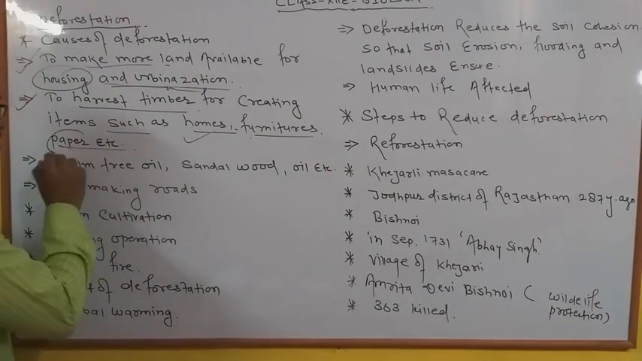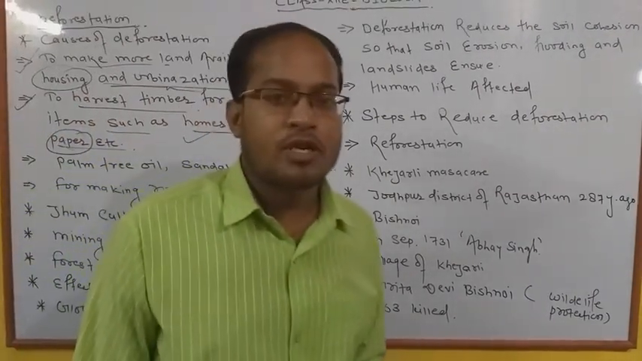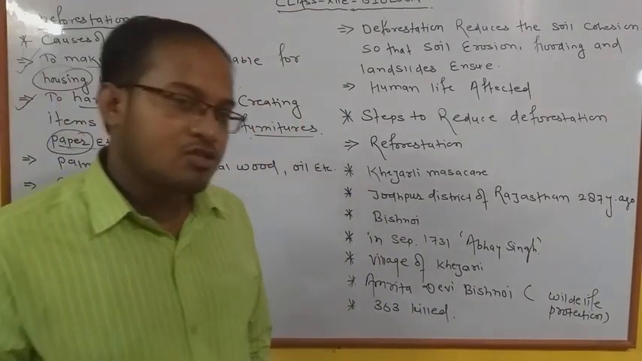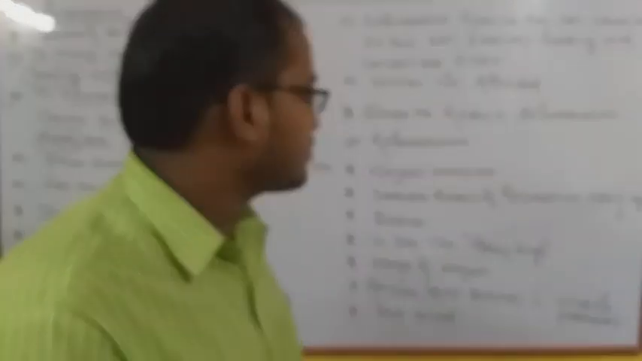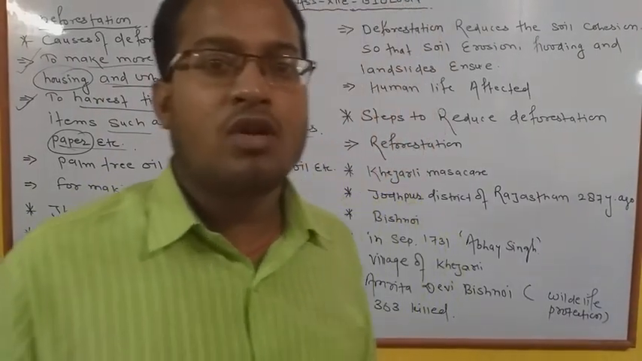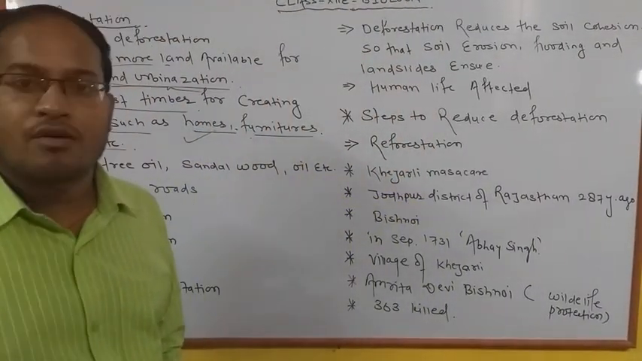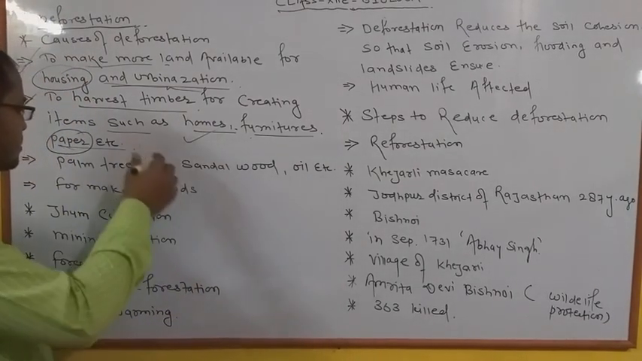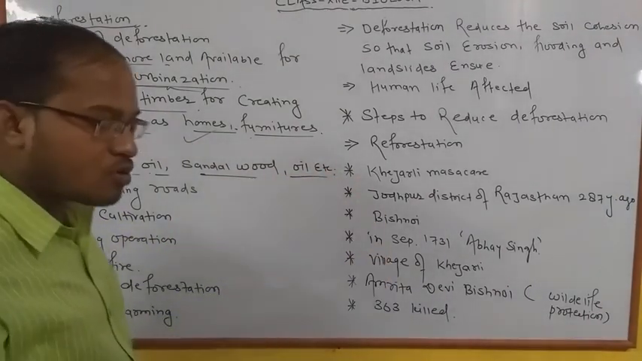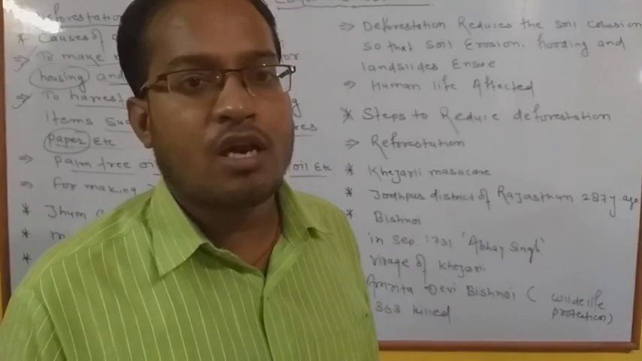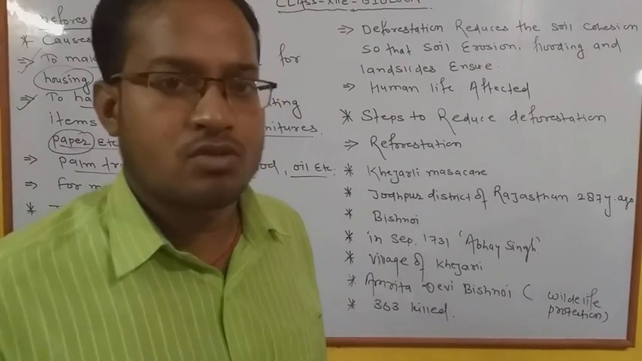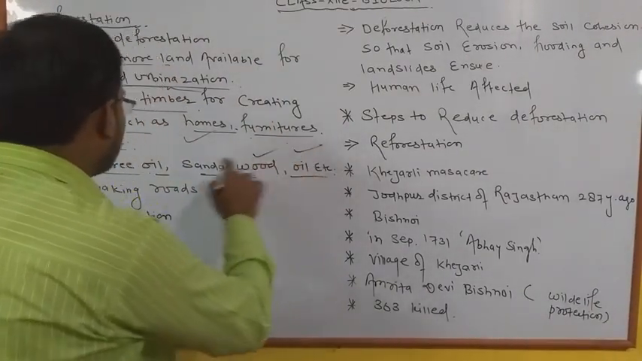Next, paper. Paper is an important part of our human lives, and it comes from plants. So for the production of paper, furniture and homes, human beings are totally dependent on cutting down and using plants to fulfill their requirements. Now next we are going to discuss palm tree oil, sandalwood oil, etc. For the production of these types of oil, human beings are totally unaware, and they mostly go through the forest and cut down different types of plants.